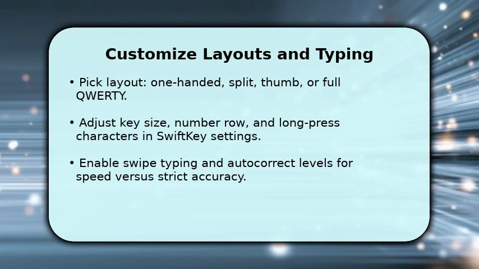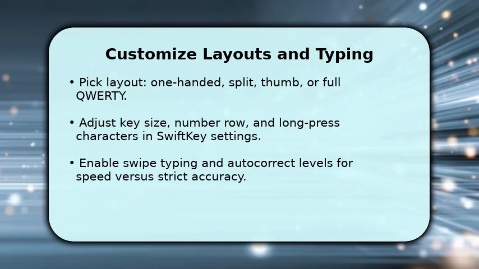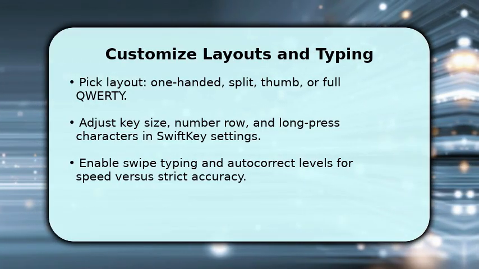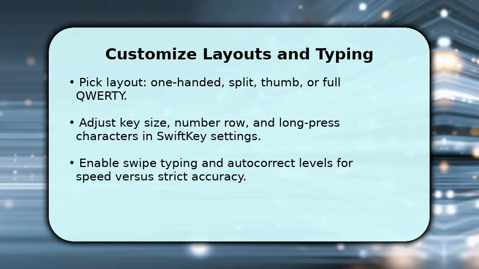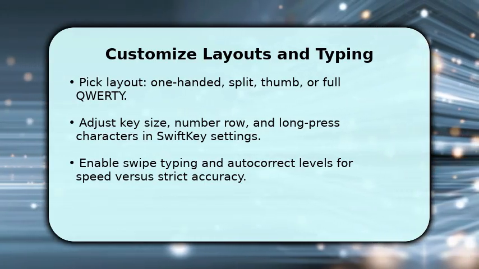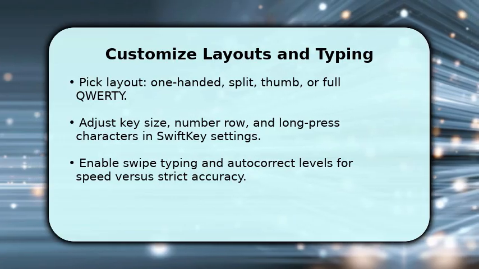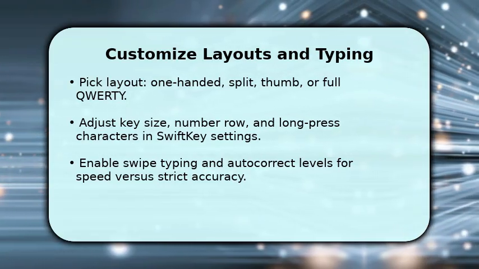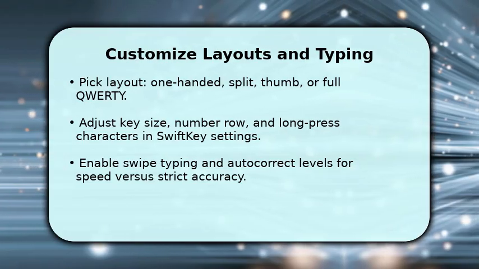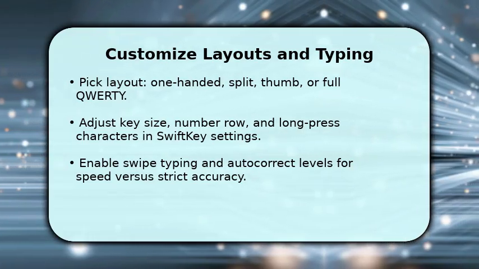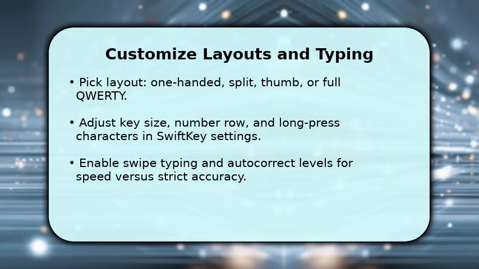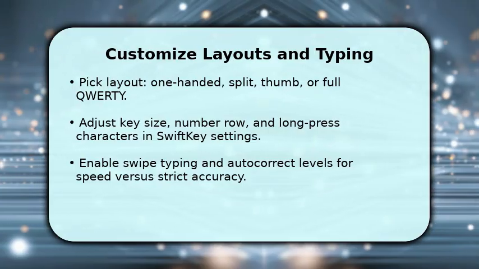Next, you'll tailor how Swiftkey feels when you type. Open layouts to choose one-handed, split, or full QWERTY and set key height for comfort. That changes reach and accuracy. Then enable swipe typing if you prefer gliding between letters, and pick an autocorrect sensitivity. Higher gives fewer typos but can change words. Once you adjust the number row and long press characters, try a quick message to test flow, and tweak settings until keys and corrections match your rhythm.